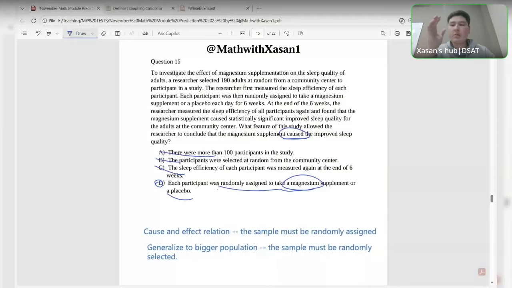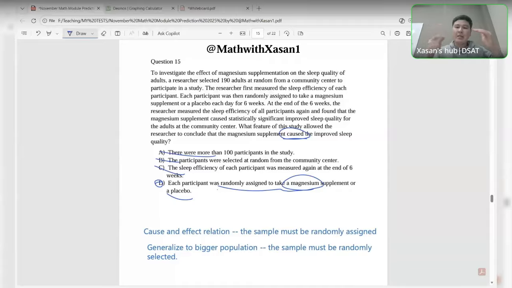Okay, selected. Imagine at the community center you have 1,000 adults, or let's say 500 adults, and you are randomly selecting 190 out of 500 adults to do the research, to check the magnesium effect. And after, you have to divide your group to know the effect of the magnesium. You cannot give the magnesium to all 190 people, right? You are dividing them into two groups, and for the first you are giving the magnesium, and for the second it's the placebo. And then you can do the comparison.